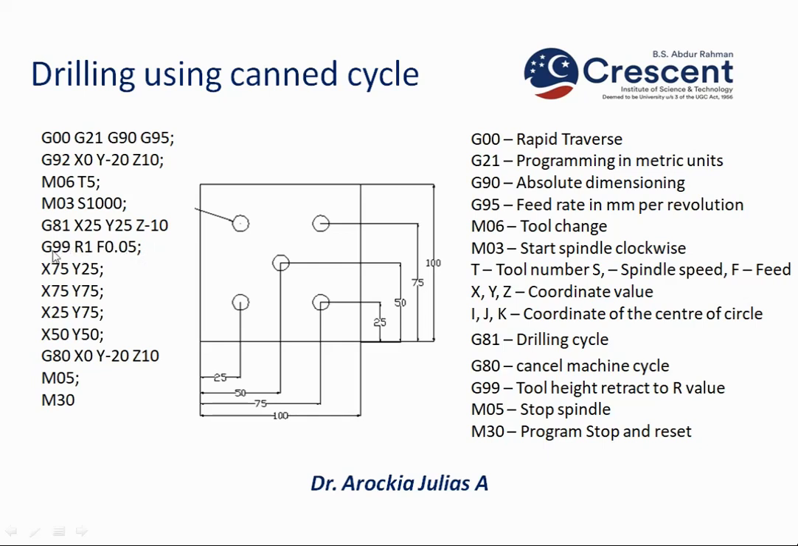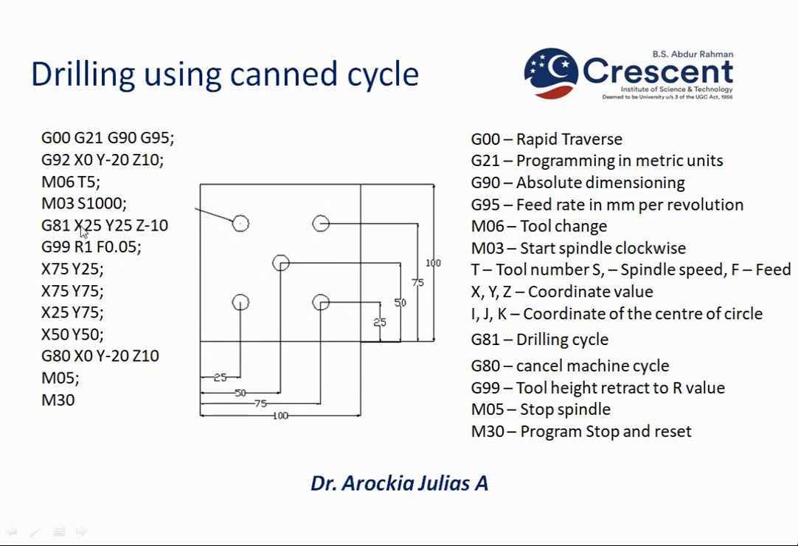This is the command syntax: G99 R1 F0.05. We define the speed here. Now you just define the center points for all the next holes. So X75 Y25 for the second one, then X75 Y75 for the third one, X25 Y75 for the fourth one, X50 Y50 for the fifth one. So only the coordinate values are given.